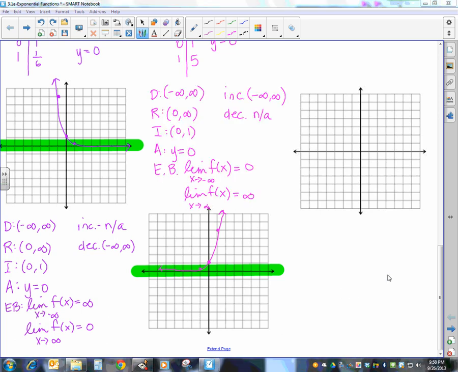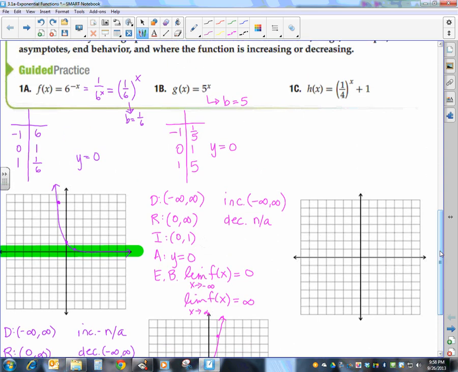Okay, there's your information for analyzing the graph. Let's go graph the next one. We have h of x equals 1/4 to the x plus 1. So when I look at this graph, again, we got to identify your b. b is 1/4.